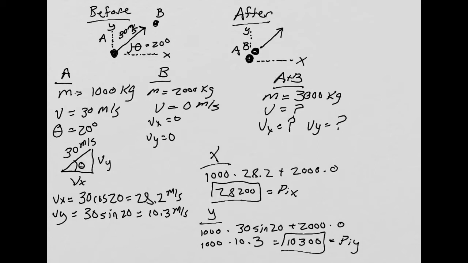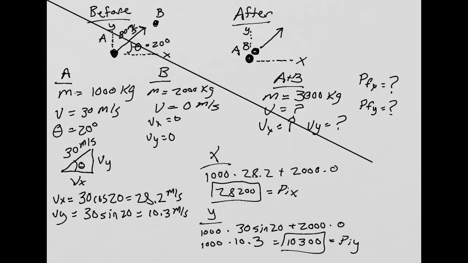But that's really easy because it's unknown, right? So our final momentum, we're just going to call it Pfx and Pfy because that's what we need to solve for. So we now need to use the law of conservation of momentum, and we can set the initial Pix equals Pfx and Piy equals Pfy. And then we just use algebra to find our answers.